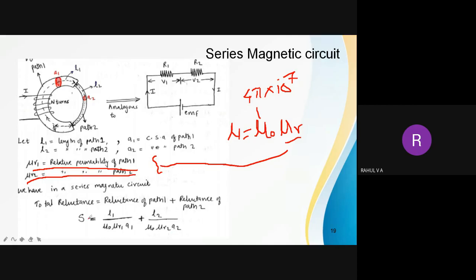And as I said earlier, the total reluctance in a series magnetic circuit is equal to the reluctance of path 1 plus the reluctance of path 2. So what is the formula for reluctance? We know that we have two formulas for reluctance.